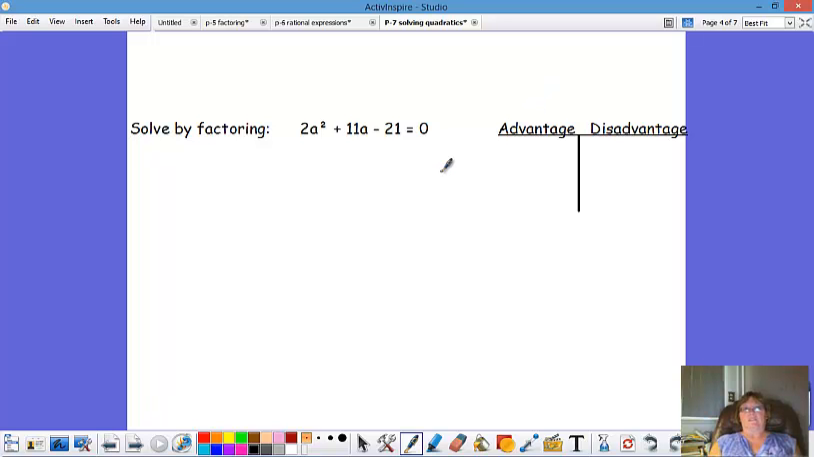A second method for solving quadratic equations is to use factoring, and this is one that we're familiar with from our work in algebra. This quadratic happens to have a coefficient of 2 out in front.